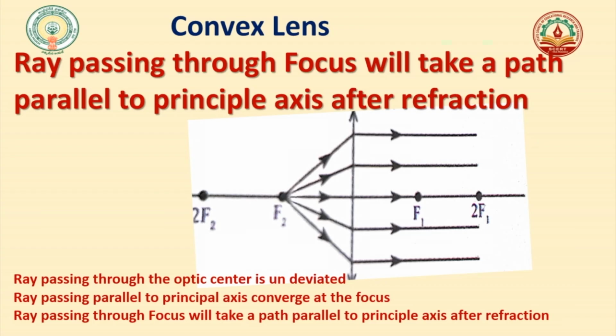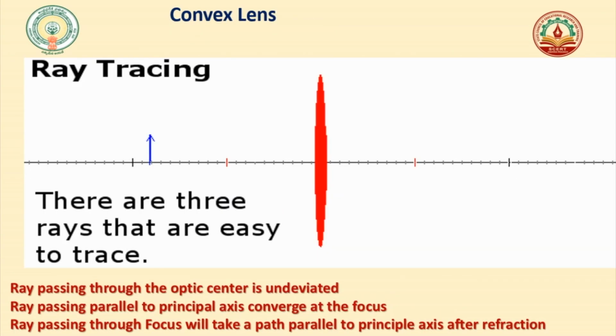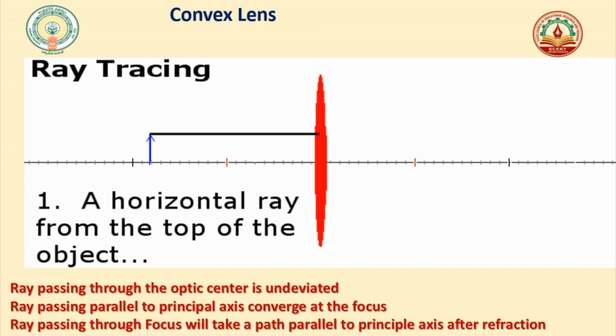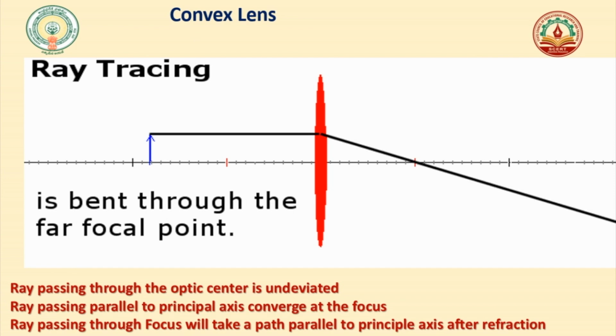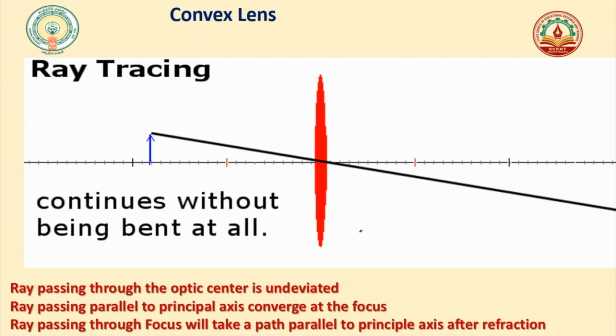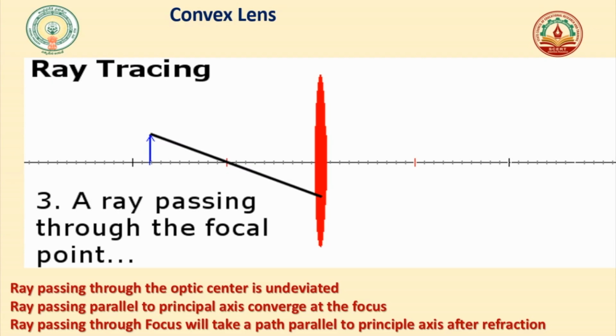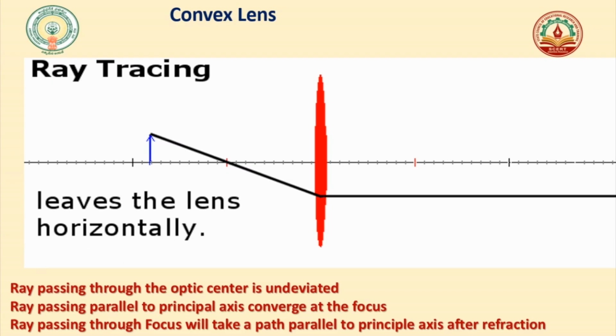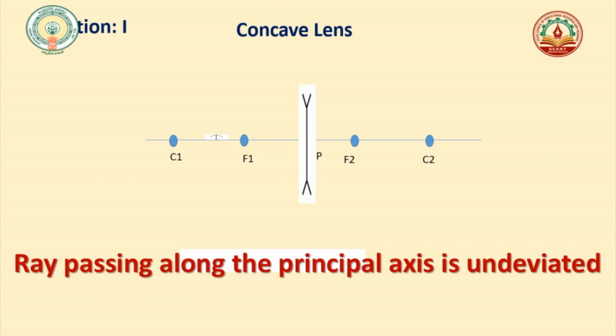Here I am just summarizing these three rays. The ray passing through the optic center is undeviated, the ray passing parallel to the principal axis converges at the focus on the other side of the lens, and the ray passing through the focus will take a path parallel to the principal axis after refraction. Now I am summarizing: the first ray, parallel to the principal axis, converges at the focus on the other side of the lens, the second ray through the pole is undeviated, and the third ray passing through the focus will take a path parallel to the principal axis after refraction.